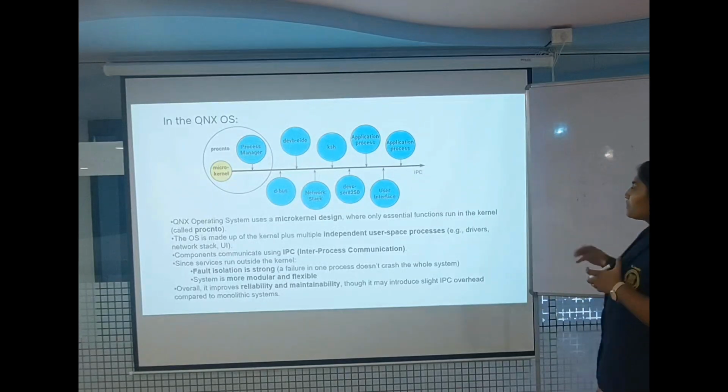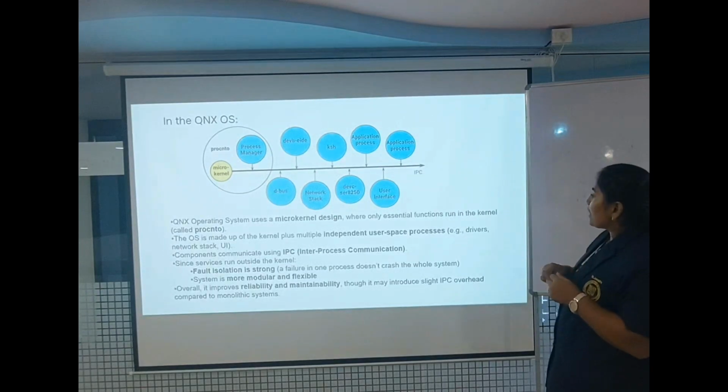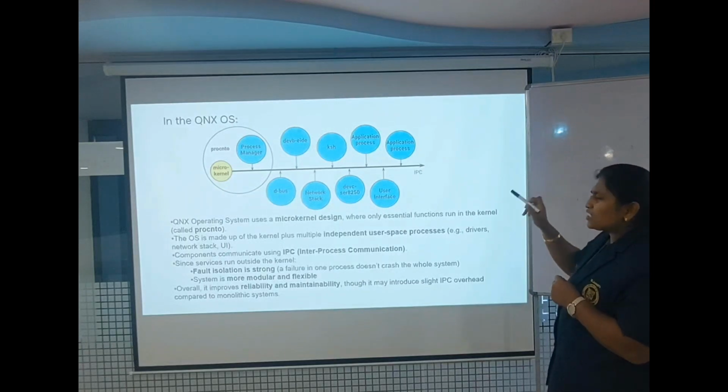Looking at the diagram once again, there are several drivers you can see which are all independent user space processes.